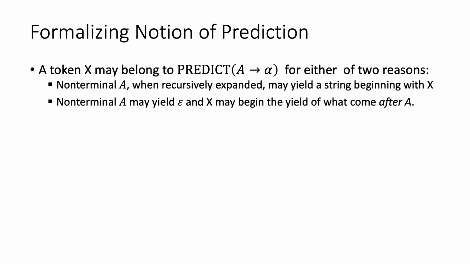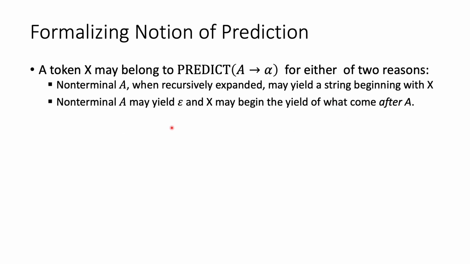Recall that a token X may predict a production A to alpha or belong to the predict of A to alpha for either of 2 reasons. The first reason is that the right-hand side of the production, which is the non-terminal A, when recursively expanded, may yield a string beginning with X. The second reason is that the non-terminal A may yield the empty string or epsilon, and X may begin the yield of what comes after A.